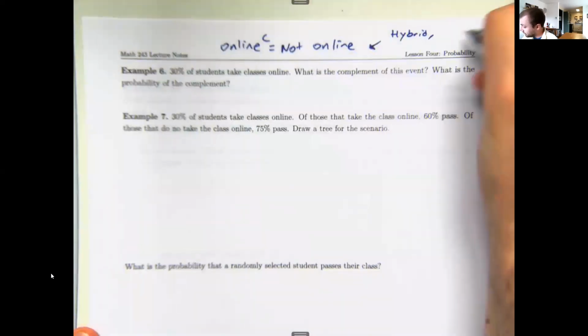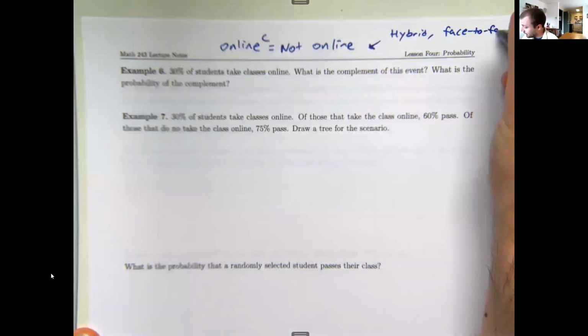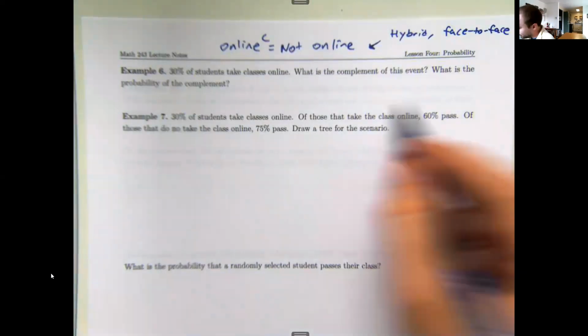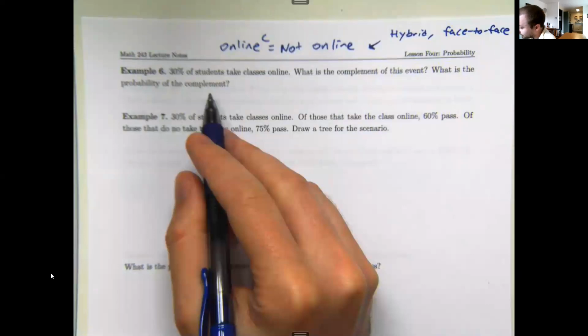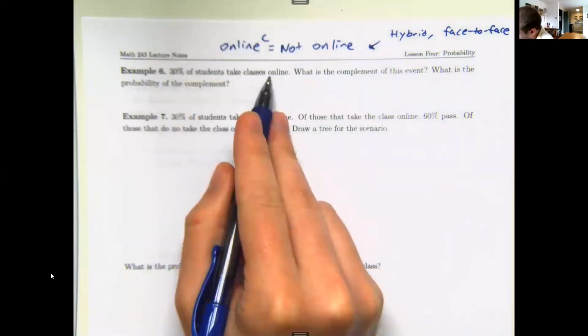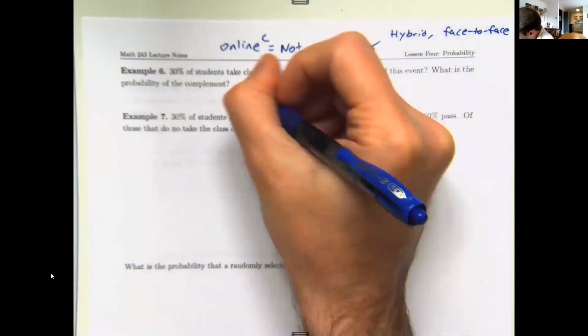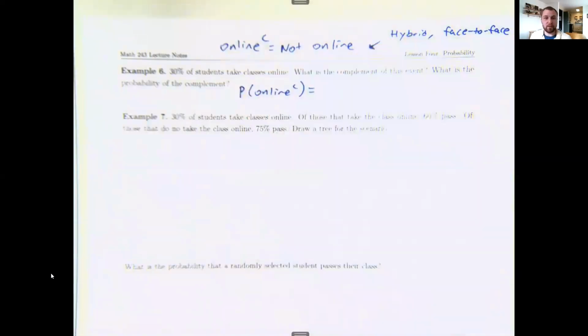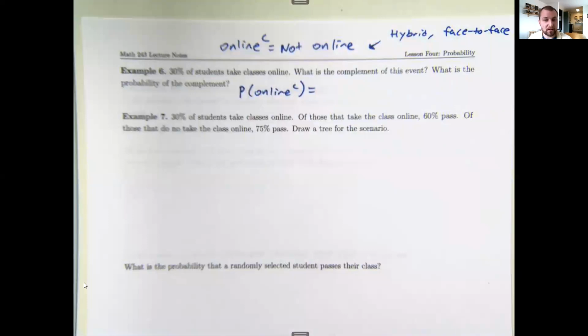Maybe that's face-to-face. Maybe that's remote, depending on how you define remote instruction. What is the probability of the complement? Well, if 30% of students take classes online, what percent of students take classes that are not online? So 30% do. What percent don't?